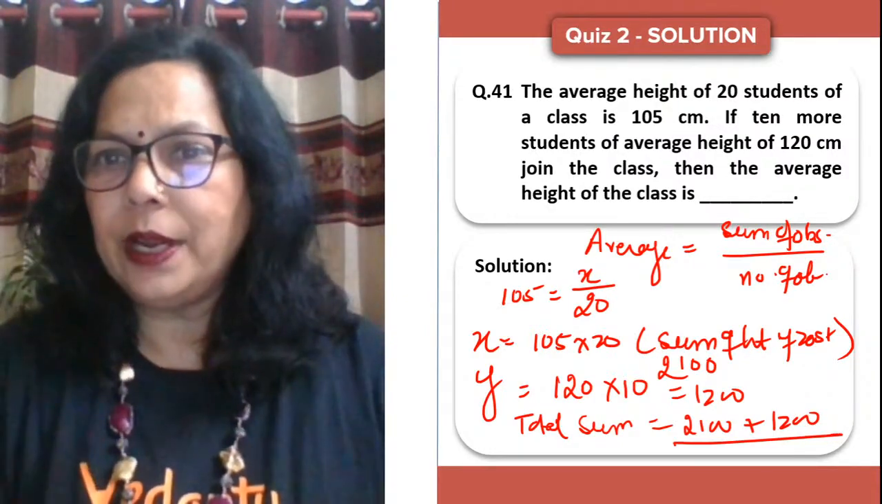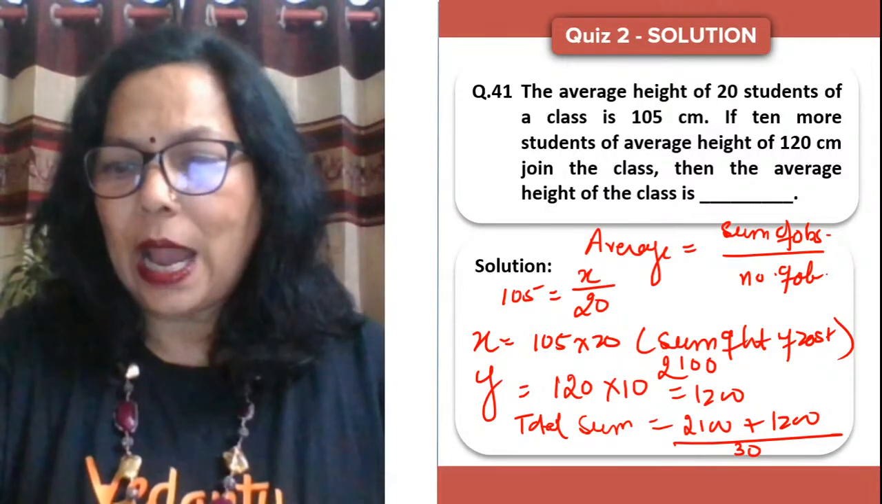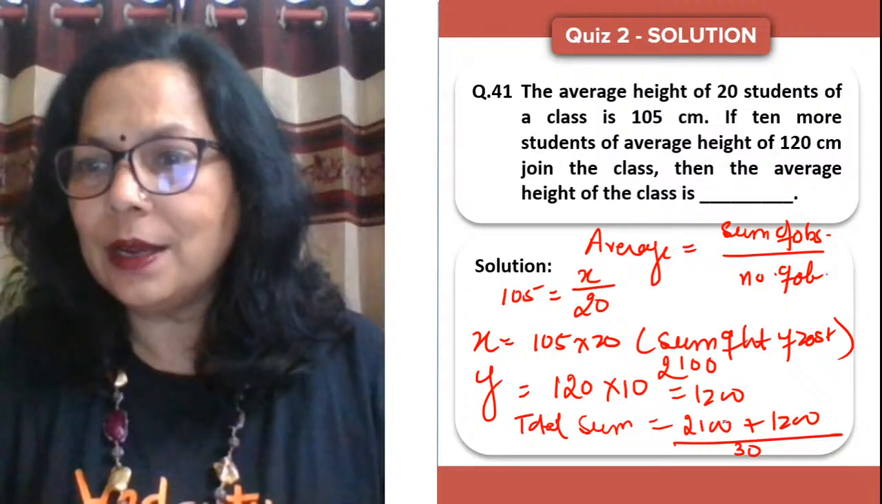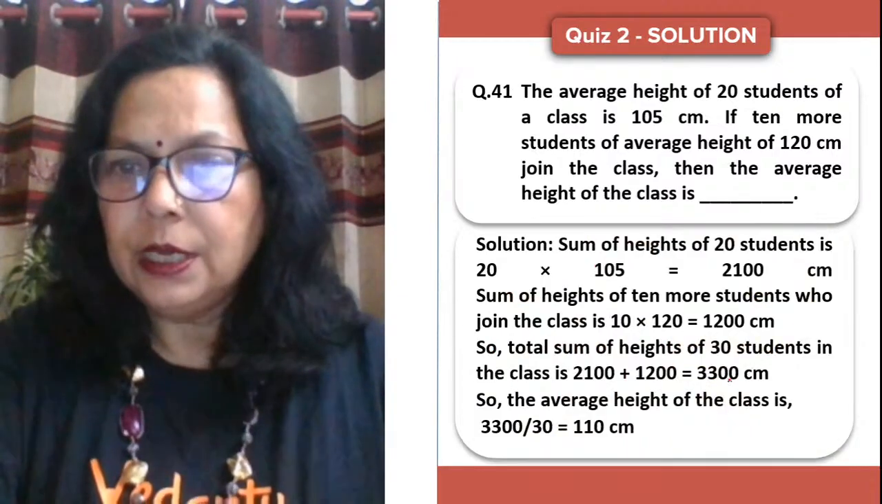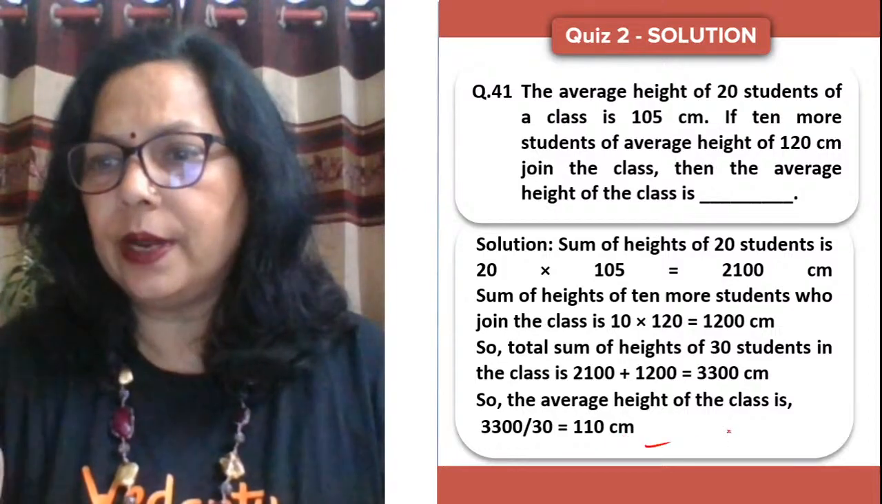We found 20 first, 10 later. So we divide by 30. You add, now don't do 3 sevens here. Add all of them. Yes, you get 3300 upon 30, that is equal to 110.